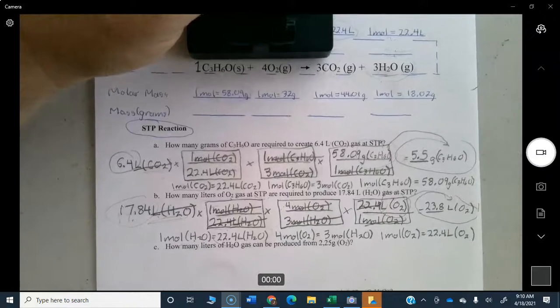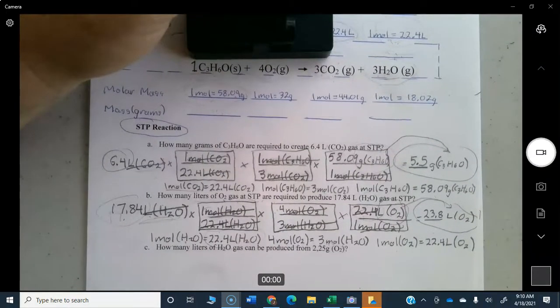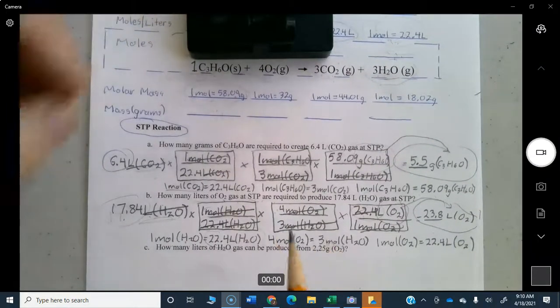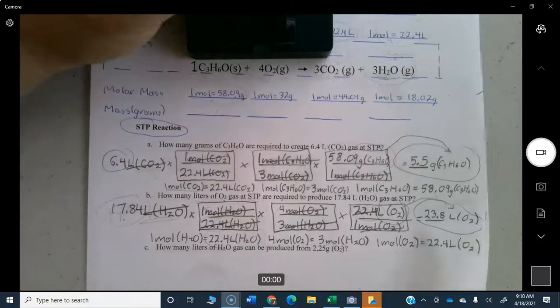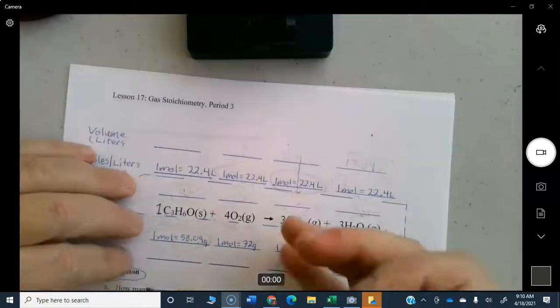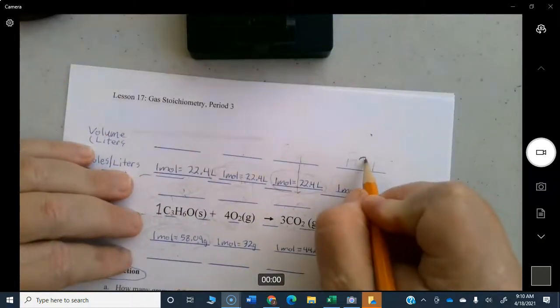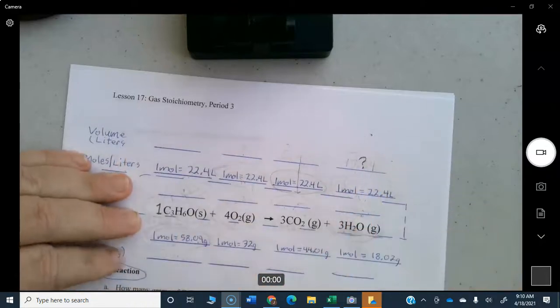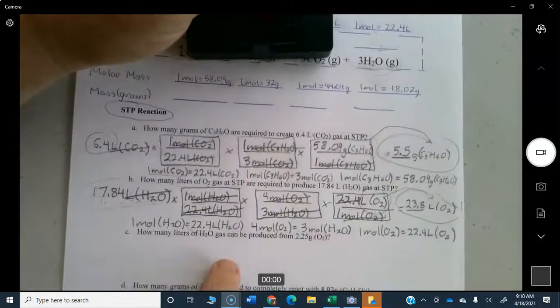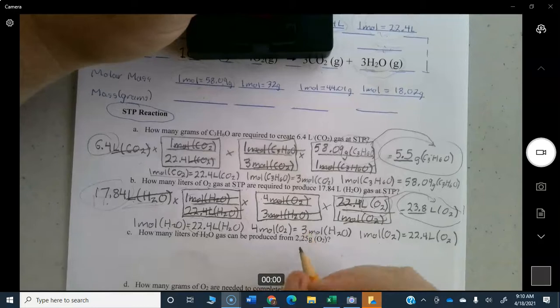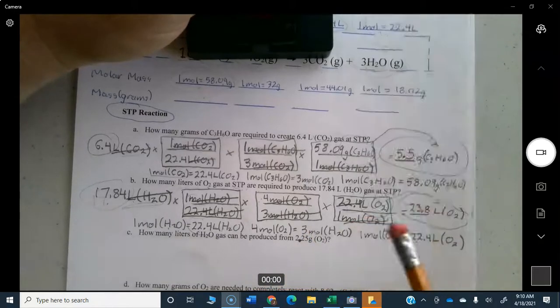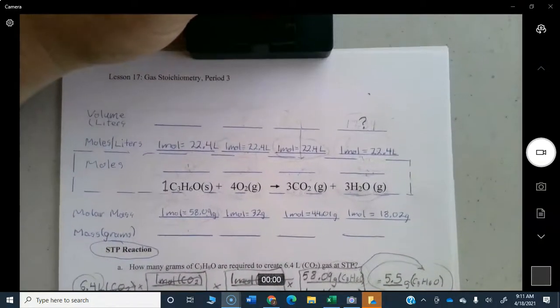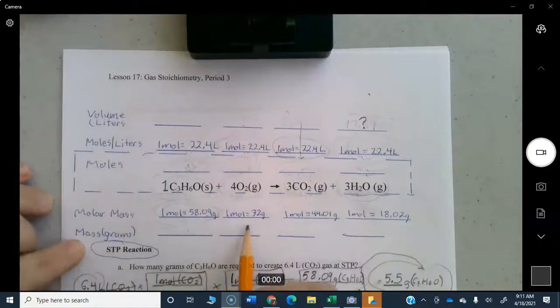All right. How many liters of H2O gas? So we'll come up here, and it's asking for how many of H2O gas. So this is the liters row. This is H2O. So it's asking how many there. Can be produced from 2, that looks like a comma, that should be a decimal point, 2.25 grams of O2. So we're going to come down here, here's O2, the grams row is down here, so it's 2.25.